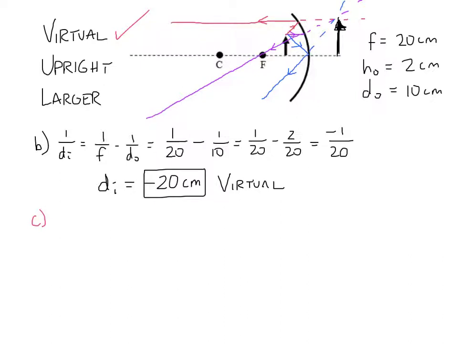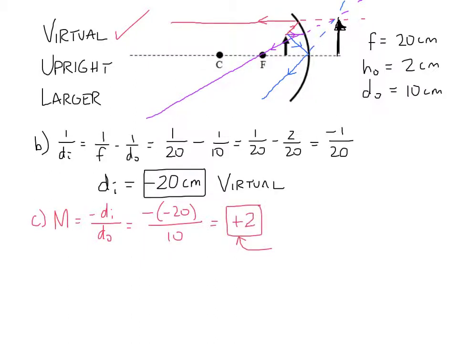For part C, the magnification is equal to negative di over do. The di is negative 20, so we have a negative 20 divided by the do of 10. The two negatives cancel out to leave you with a positive 2 for the magnification. The positive sign means that the image is upright, so that checks out. And the numerical part, because it's greater than 1, means that the image is larger, so that too checks out.